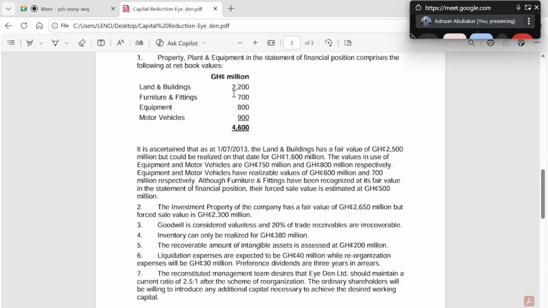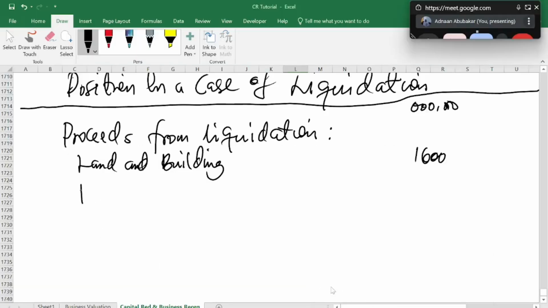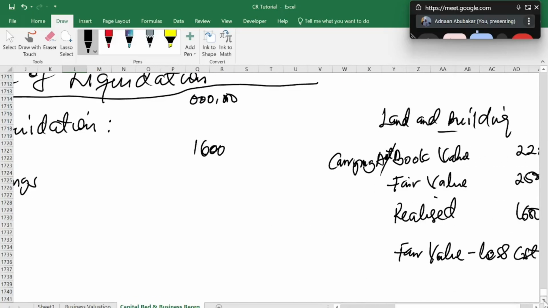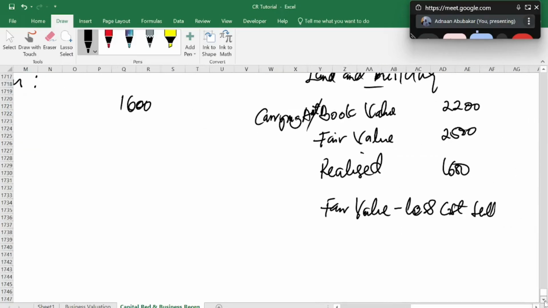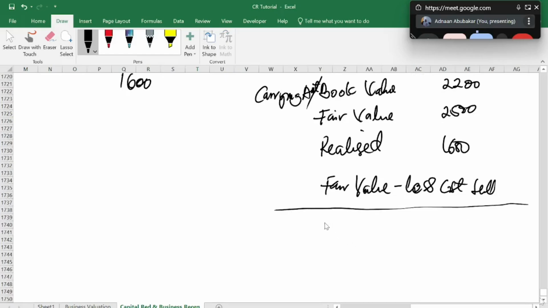Now let's move to the next asset. The next asset is what? We have investment property. No, it has been broken down. Go to the point one. Furniture and fittings. Good. Now let us go into furniture and fittings and do analysis on furniture and fittings. The carrying amount, the book value, is 700. Good. Now, let us go into the question.